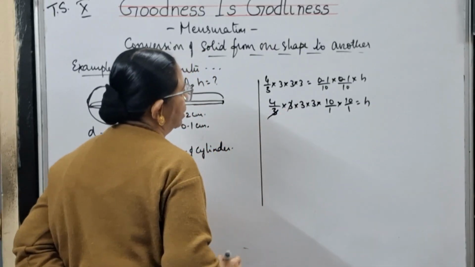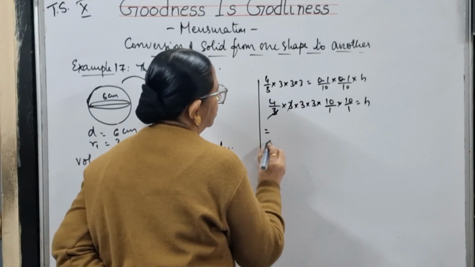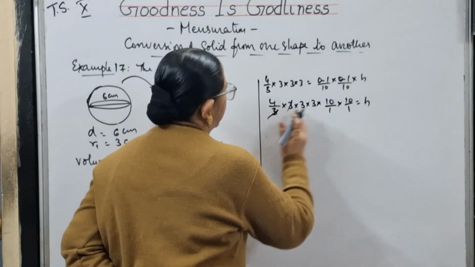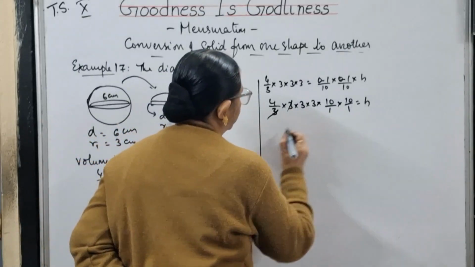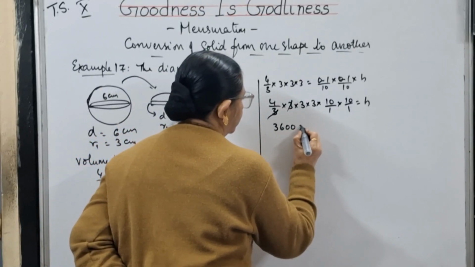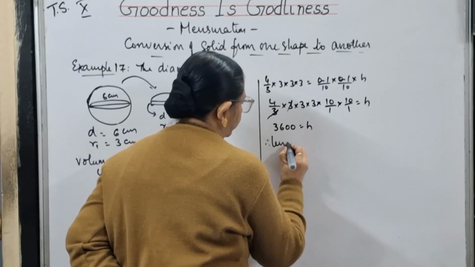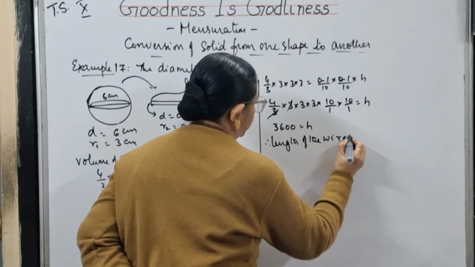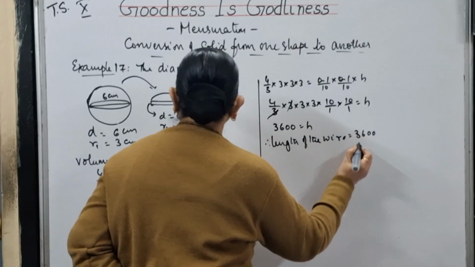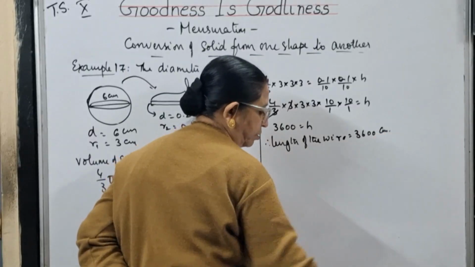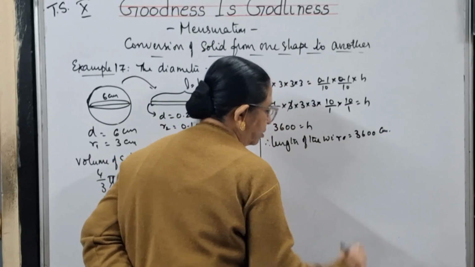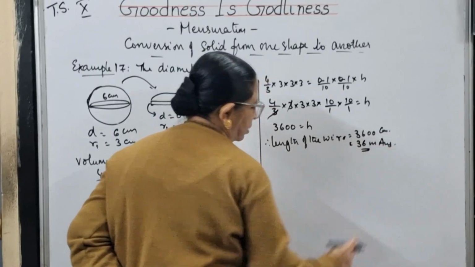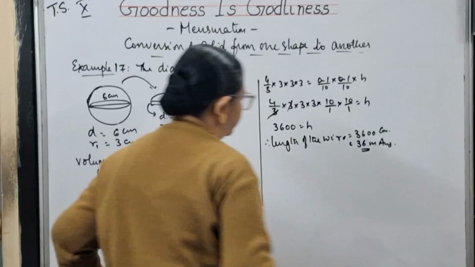3 and 3 will get cancelled. So what are you getting, children? h is equal to how much? 4, 3 3s are 9, 9 4s are 36. 36 into 100, 3600 is h. That means the length of the wire is equal to 3600 centimeters. 3600 centimeters means you can write it as 36 meters. This is the answer for this problem, children.